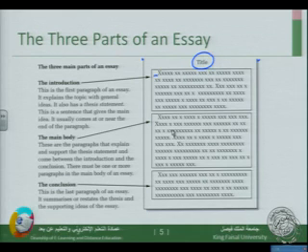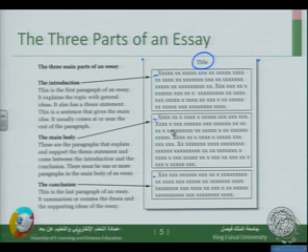As you can see, there should be a space at the beginning of the introductory paragraph, as well as in the main body and in the conclusion. There should be a space of 2 inches, 5 centimeters, or less than that.